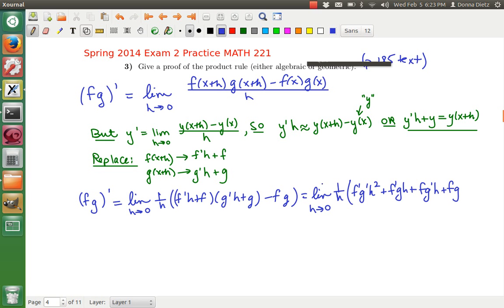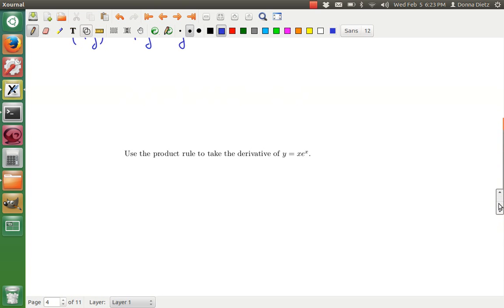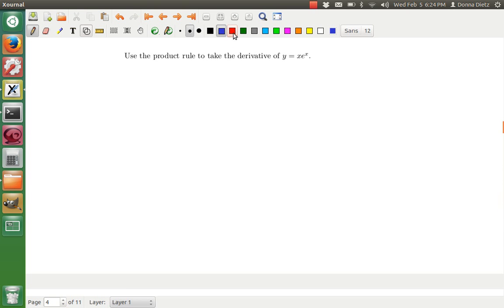Now, because I'm getting rid of all these parentheses anyway, I'm just going to say minus fg. So this guy, fg, is going to cancel with fg. And this h is going to cancel with this h and this h. And one of those h's is going to go away. We now allow h to go to 0, so this piece gets wiped out. Almost looks like football. Okay, so we get f prime g plus fg prime. Okay? Very easy.